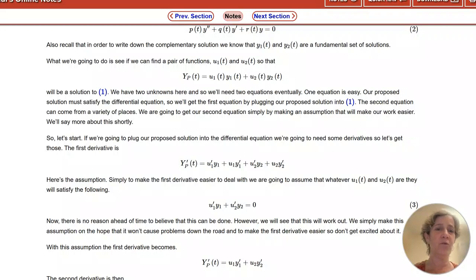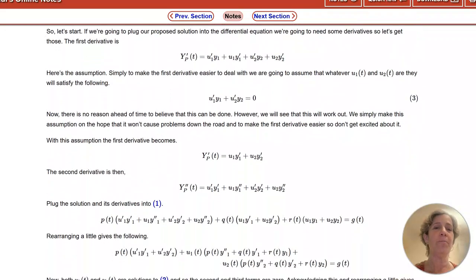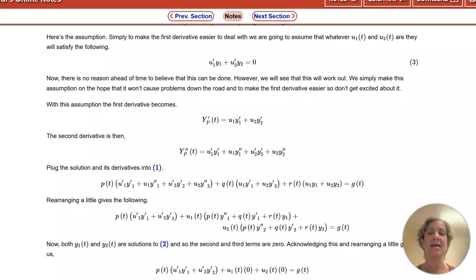So the idea is we are going to plug our solution into the differential equation. So here we're taking the first derivative using the product rule. Notice that the in-between part, u1 prime times y1 plus u2 prime times y2, we're going to make the assumption that that part is 0. He's saying that in this case, we're just making that assumption. We're not proving it, but you're going to see that that assumption does work out. So our strategy for the proof is let's make an assumption that makes our life easier. Hopefully we can prove as we go through the proof that that assumption makes sense.